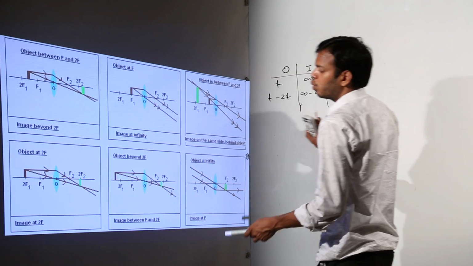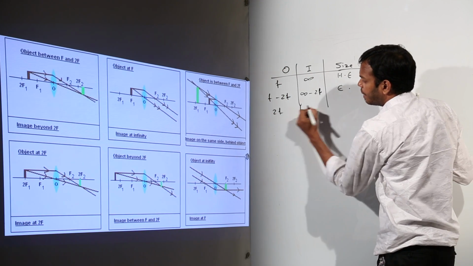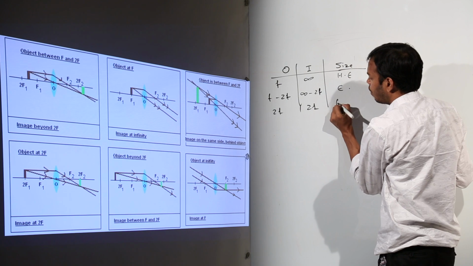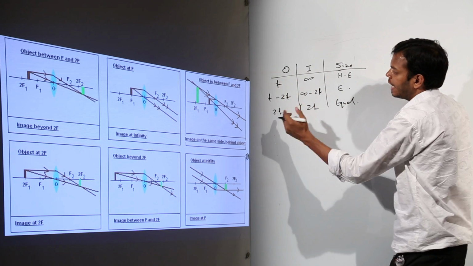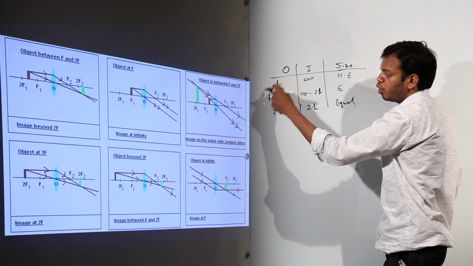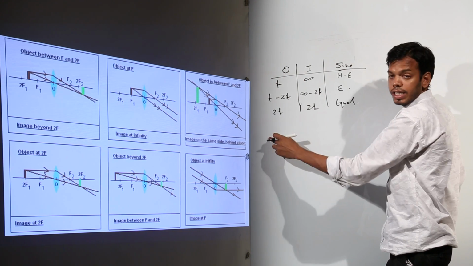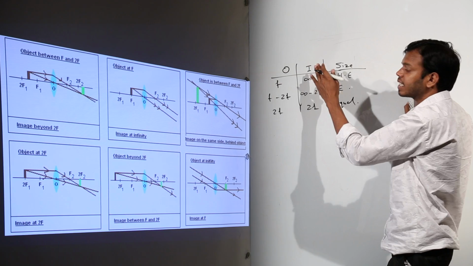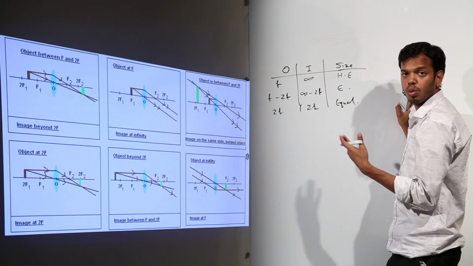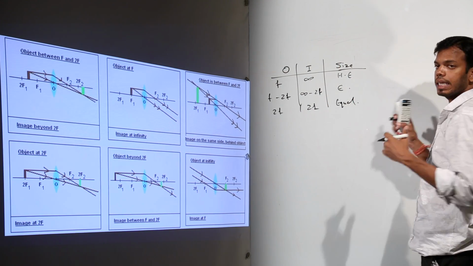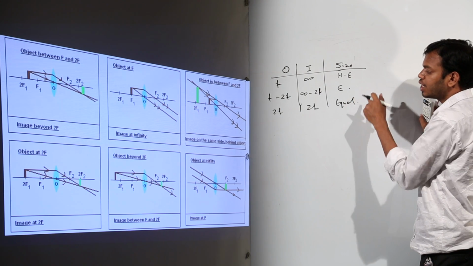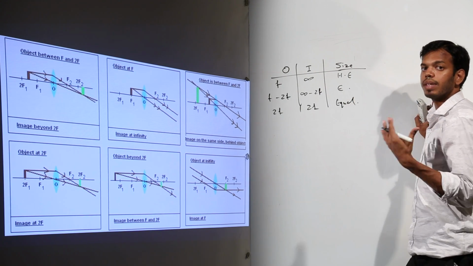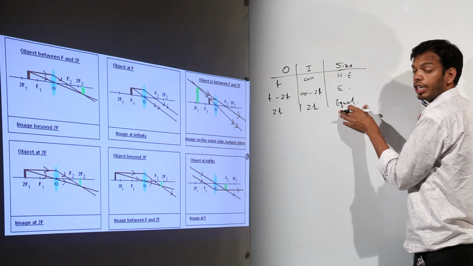If you place it at 2F, you will find that the image is obtained at 2F and it is of equal size. So, see the pattern. You are taking the object farther from the focus to infinity, and the image is coming closer from infinity towards the focus, and the size is getting diminished. So, highly enlarged, enlarged, equal, so this time it will be diminished, because it has already obtained the equal size.